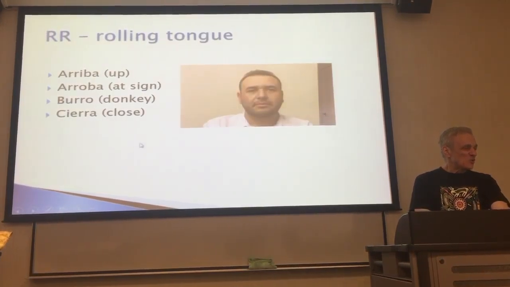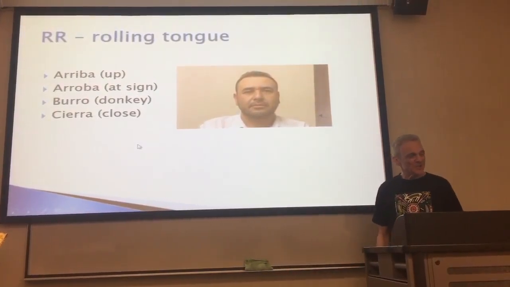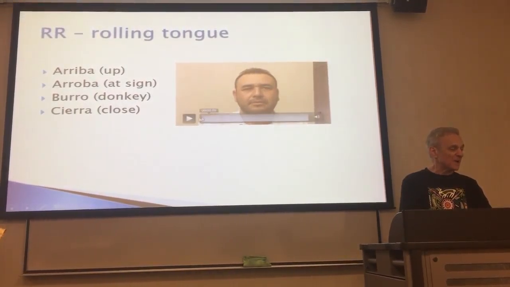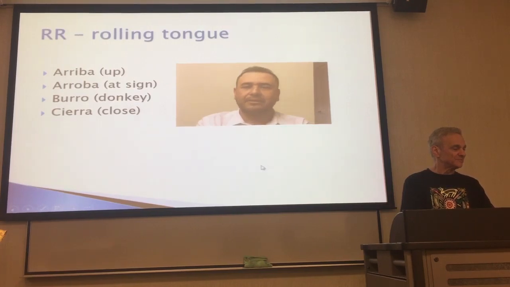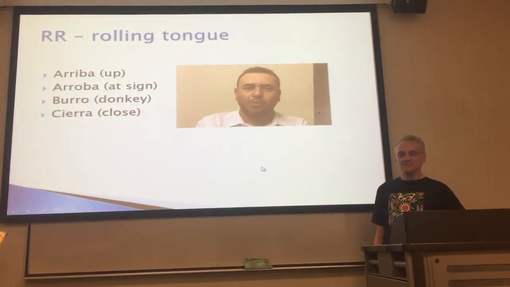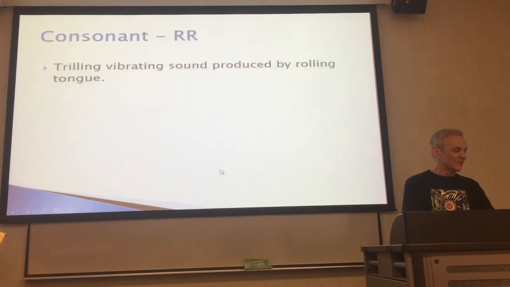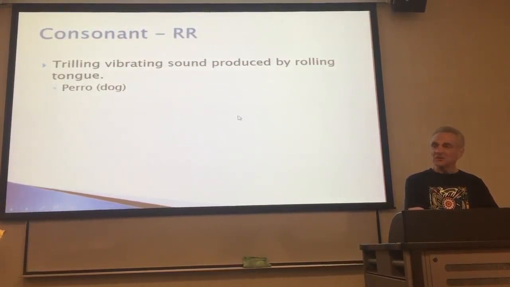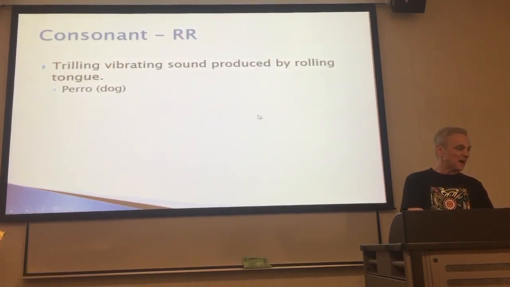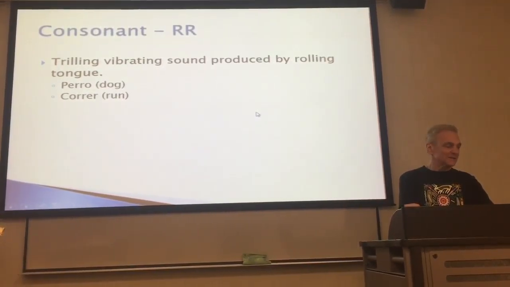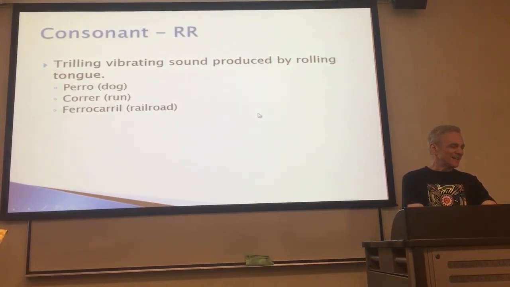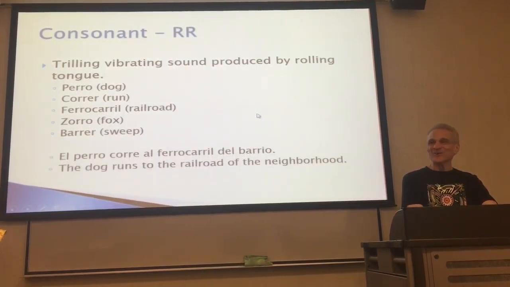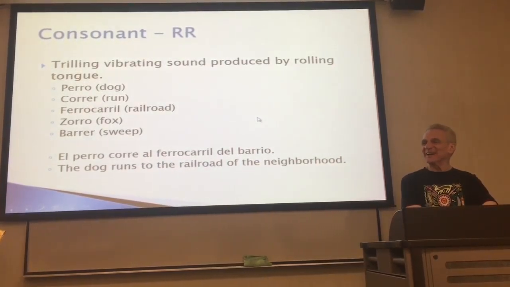Thank you. One of the most difficult ones is the double R because it requires tongue rolling, but I don't think it's as difficult as you might think. Watch Avelino. Arriba, arroba, burro, sierra. Okay, so let's try some together. Perro. The problem is if you say pero, it's a different word. It means but. Correr. Ferrocarril. Zorro. Barrer.